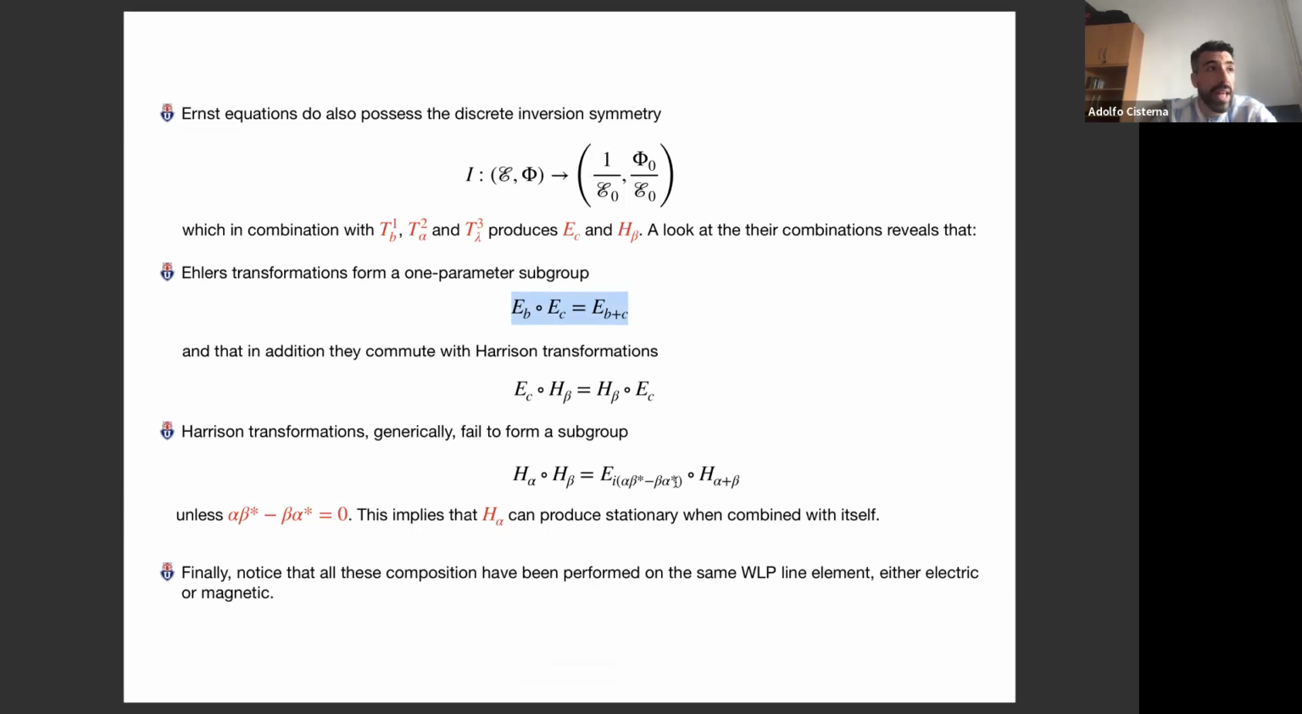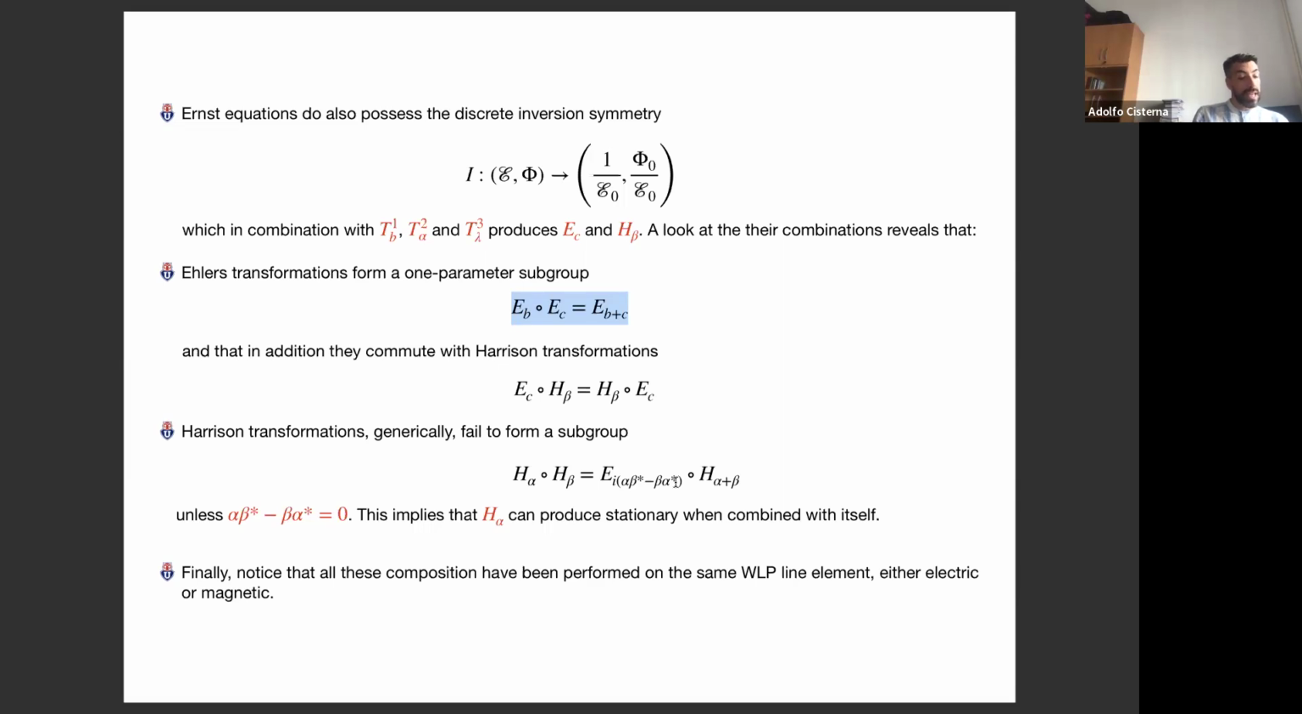are true when they are applied on the same bilateral Pavlovich ansatz. This means my line element is going to be written, my seed spacetime in which I'm going to work with, is going to be written either in the electric bilateral Pavlovich ansatz or in the magnetic. But I cannot obtain these rules if I combine the ansatz.